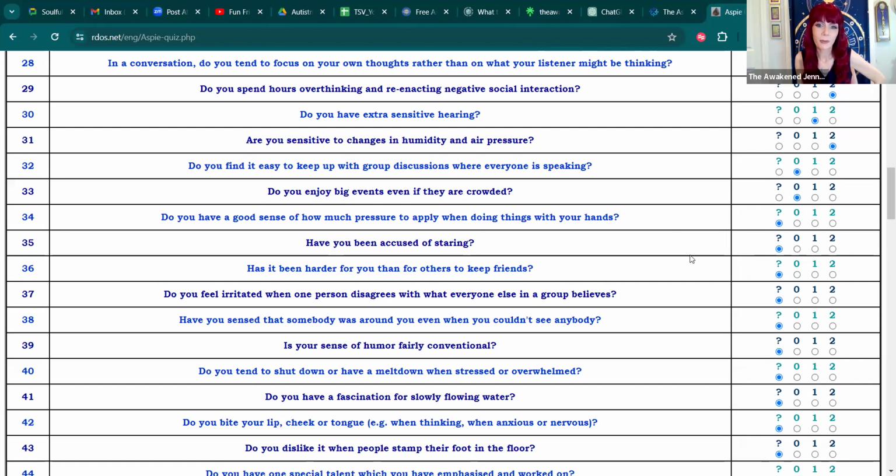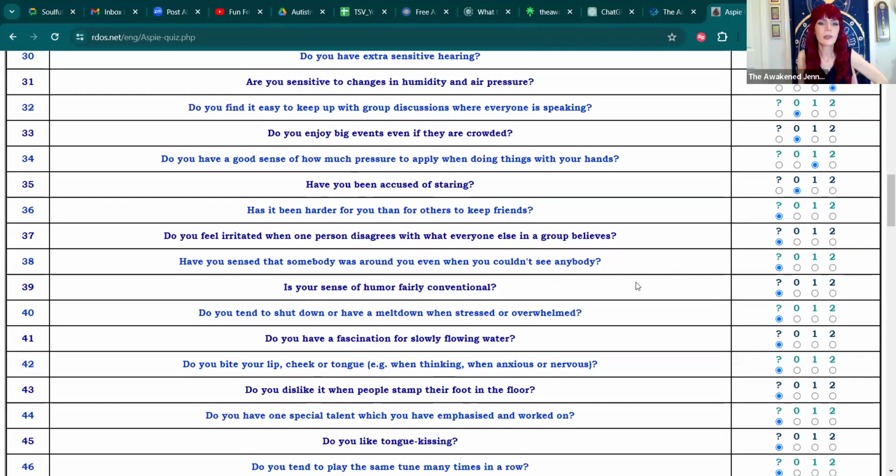Do you have a good sense of how much pressure to apply when doing things with your hands? I would think so. I'm going to put one just because who knows? Have you been accused of staring? Not usually. Has it been harder for you than others to keep friends? Yeah, it has. Do you feel irritated when one person disagrees with what everyone else in the group believes? No. Is your sense of humor fairly conventional? I don't think so.